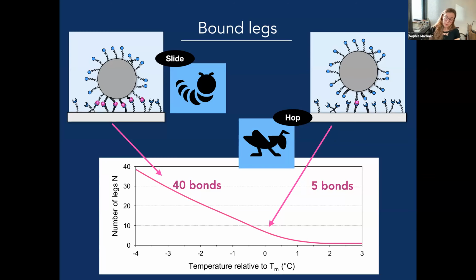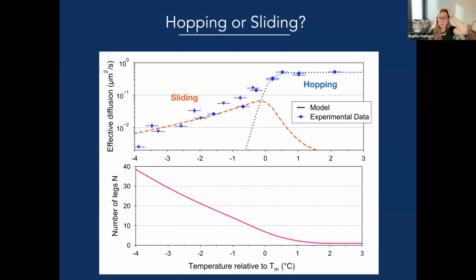And then we can go one step further and quantify how fast hopping or sliding is, and overlap it with our experimental data. So I overlap the diffusion coefficient for hopping in blue and the diffusion coefficient for sliding in orange, and we find pretty good agreement with the data. So we believe that we have at least a partially good understanding of what's going on.